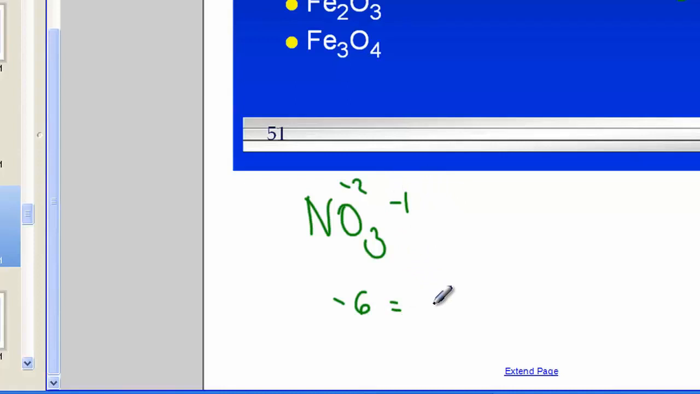Now remember, this is a polyatomic ion, so the sum of the oxidation states will land at a -1. What must the oxidation number for the nitrogen be so that when I sum with a -6, I go to a -1 on the number line? A +5. The oxidation number of nitrogen in the polyatomic ion nitrate is a +5.